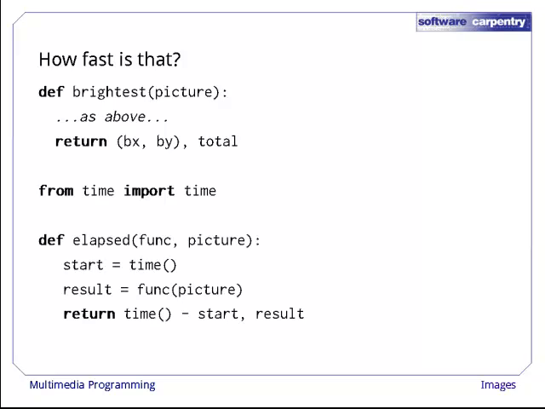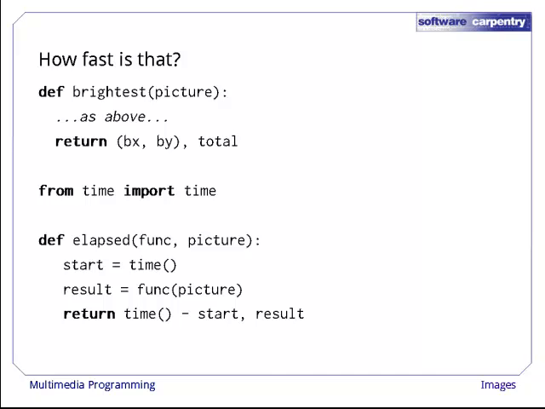Next, we'll import a function called time from the time library. Each time this function is called, it returns the current value of the computer's clock in seconds, measured since the rather arbitrary zero date of January 1st, 1970. To find out how long a function takes to run, we just call time before and after calling the function and take the difference between the two values.